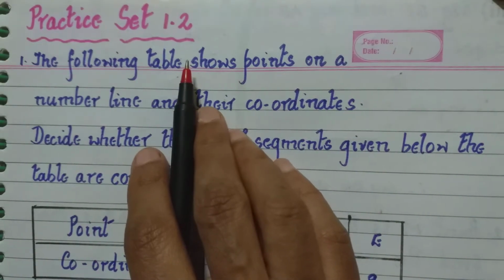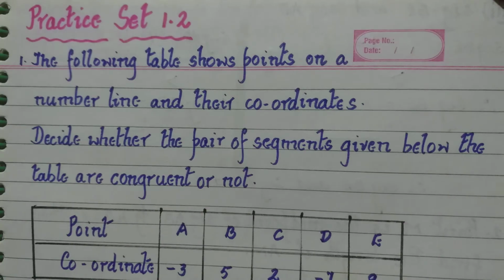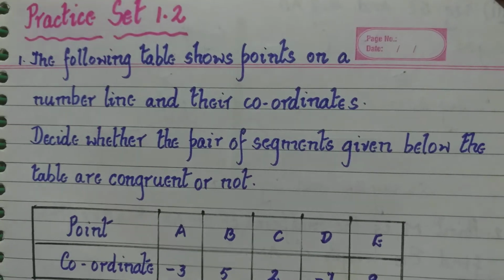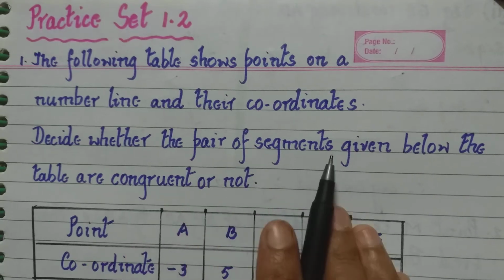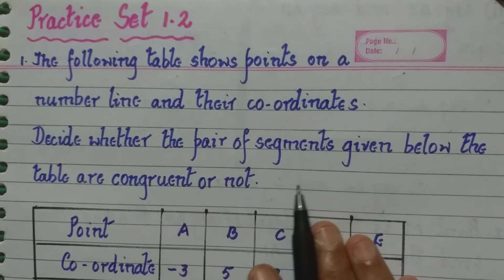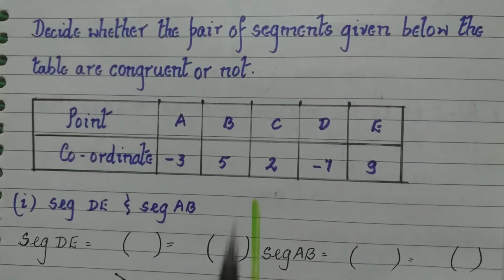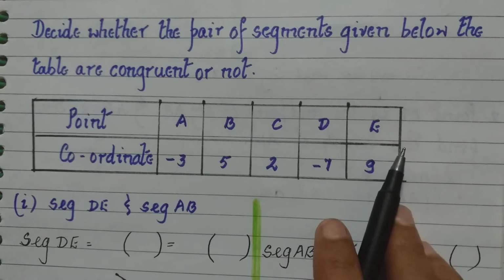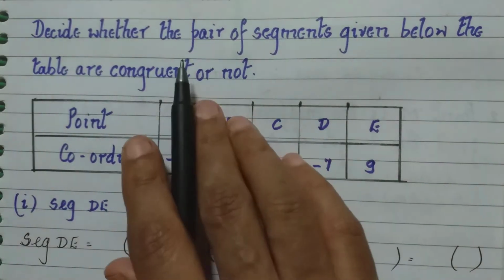Now we go to practice set 1.2. The first question: the following table shows points on a number line and their coordinates. Decide whether the pair of segments given below the table are congruent or not. That is, they have given us a table here where the points are mentioned and their coordinates are written below that. What have we to do?